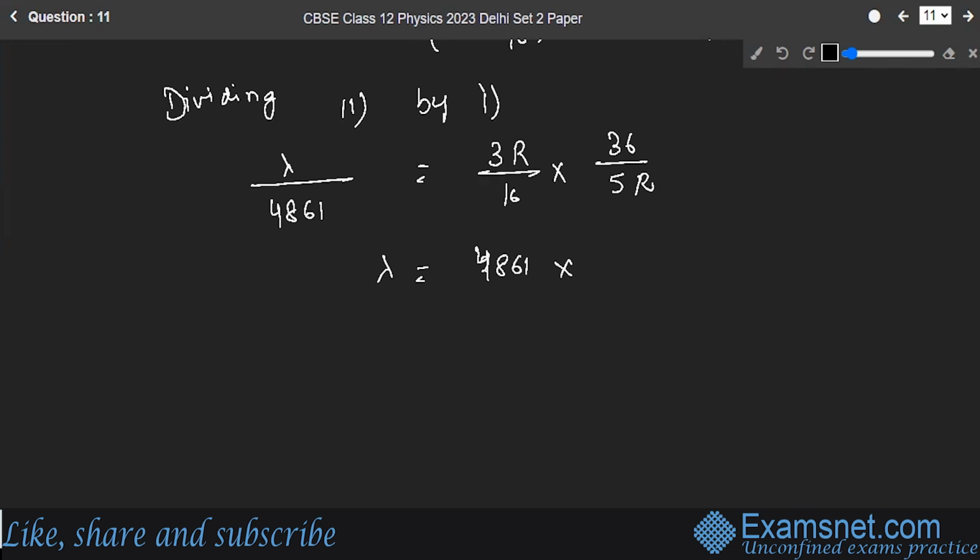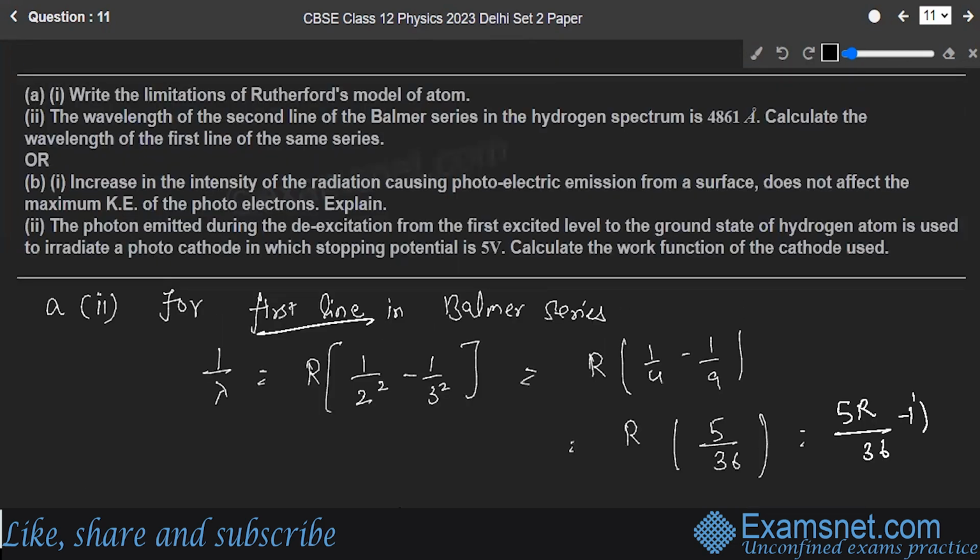Yeah, on solving this, you will have 27 upon 20. And this whole thing will give you 6562 angstrom. Hope you are clear with this. So the answer to the second part is 6562 angstrom.